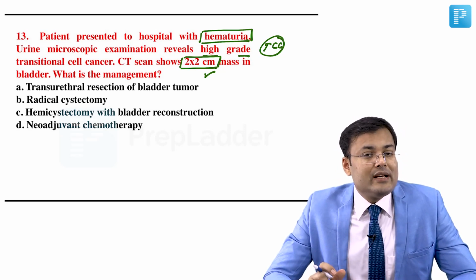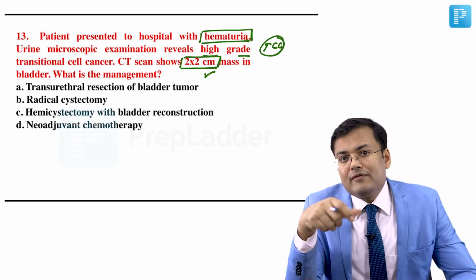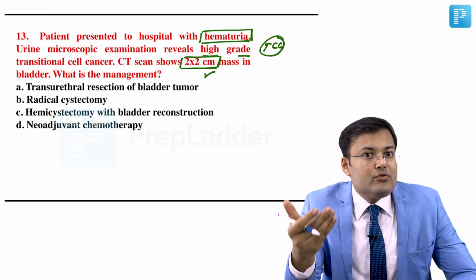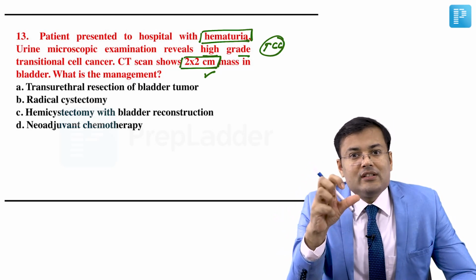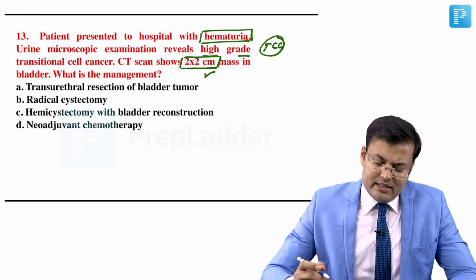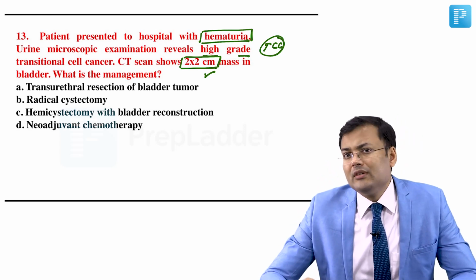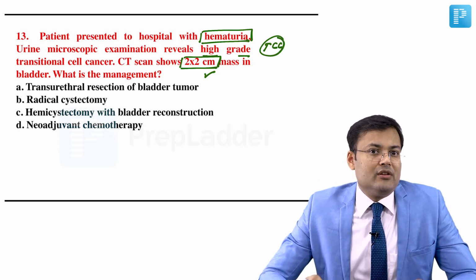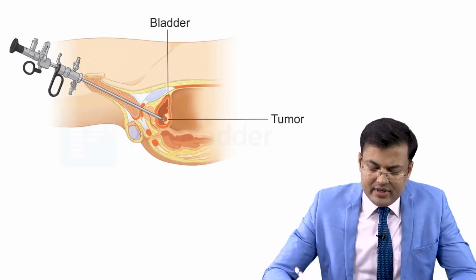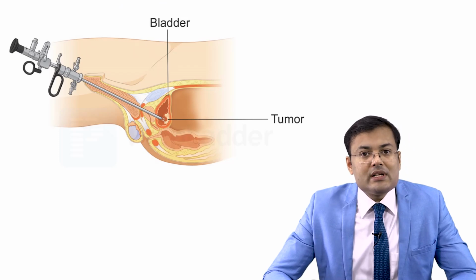Whenever the patient is having a bladder tumor which is not very advanced, there is no involvement of the muscle layer. In such patients, we perform cystoscopy, and during cystoscopy we are going to resect the tumor. So this is transurethral resection of tumor. Since the patient is having a high-grade tumor, after tumor resection we give intravesical chemotherapy.